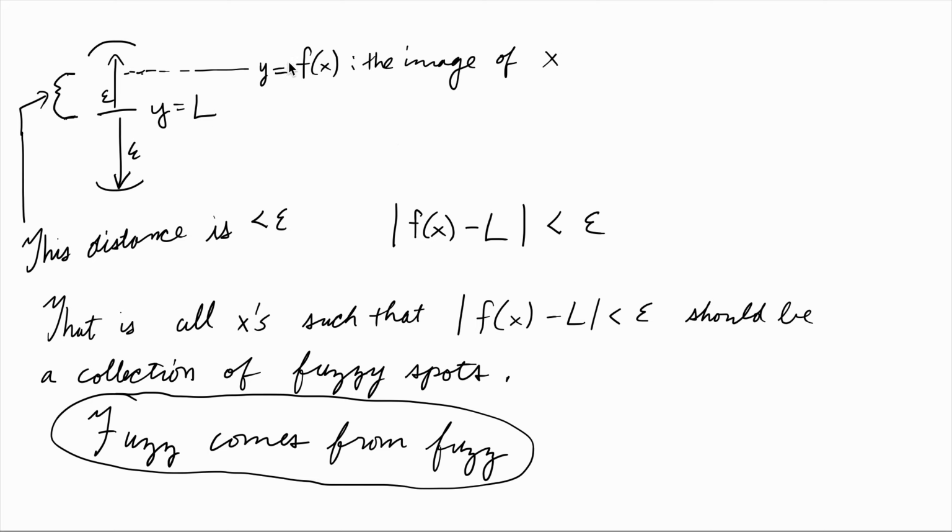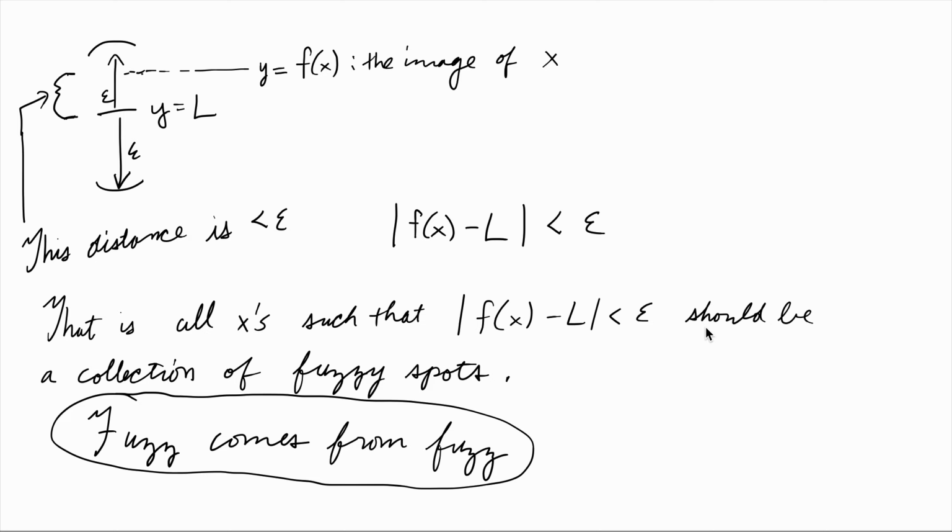Now, how do you find distance between two numbers? You subtract them. That finds the distance, as long as one is bigger than the other. But if one's smaller than the other, just take the absolute value, make it positive, and it works. The absolute value of the difference of two numbers is the distance between them, no matter which one goes first. So just saying that this distance is less than epsilon guarantees that our x value will be in the preimage of this codomain fuzziness. All right, so all x's such that the absolute value of f of x minus L is less than epsilon should be a collection of fuzzy spots.